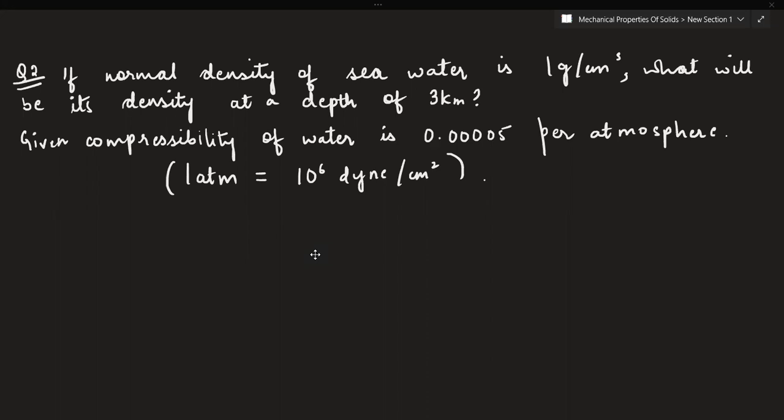Ma'am? Yes? I'm not able to understand this one. Okay, I'll help you. Have you calculated the pressure? Okay, at least do one thing. Calculate the bulk modulus. You have compressibility with you. Calculate the bulk modulus at least, then I'll help you.